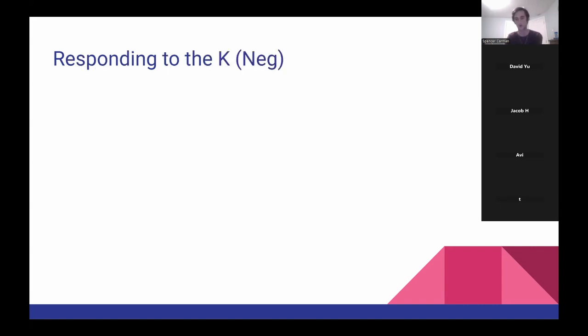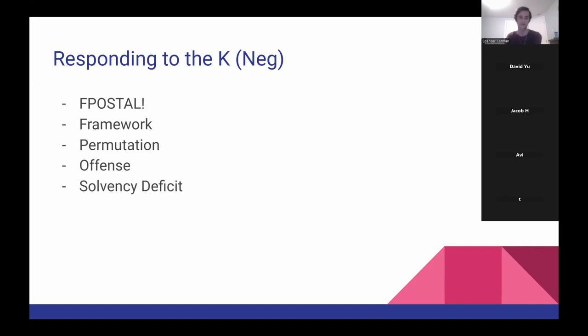Okay, so now in terms of how to respond to the critique, so how to respond to the negative critiques. This would be when you're on the affirmative and you got up, you read your 1AC, and the negative stood up and read a critique, and how you should go about responding to that. So a FIRE acronym to remember this is F postal. So that stands for framework, permutation, offense, solvency deficit, turn, alternative, and link. I don't know what happened with the slides there.